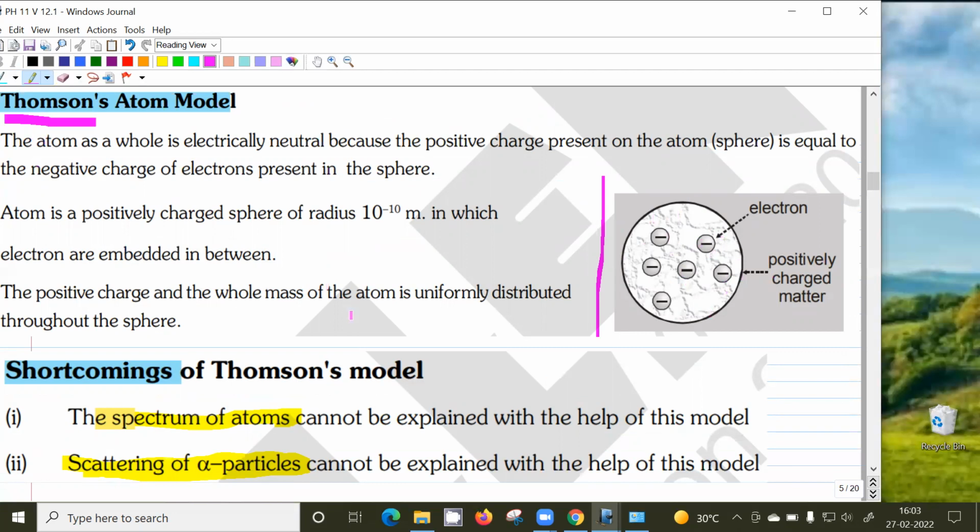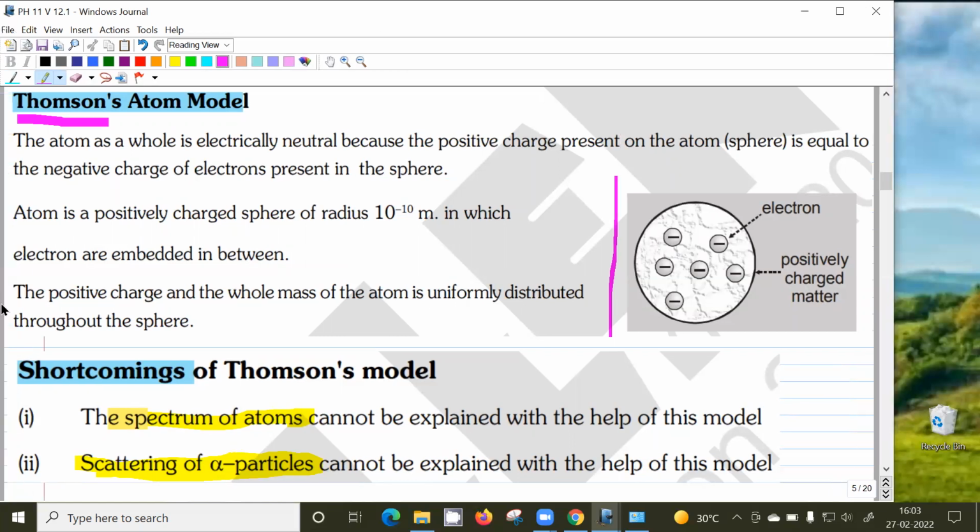Thomson's contribution. Electrons, they are spread like that. No, sir. Yeah, his contribution is the discovery of electrons. He found that electrons are there inside the atom, but the way in which they are distributed in the atom is wrong. But electron as a part of an atom, that was his contribution.